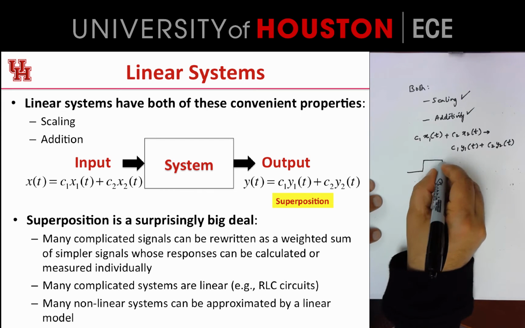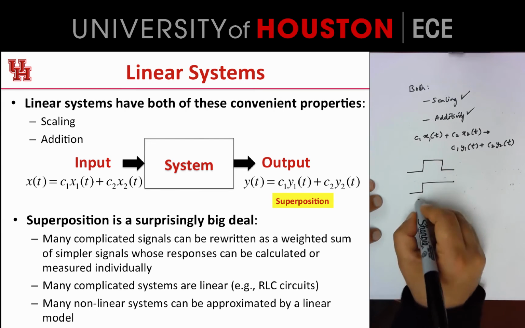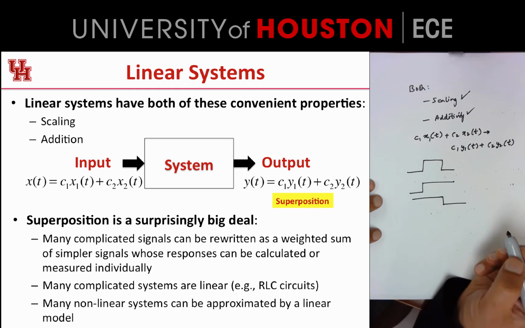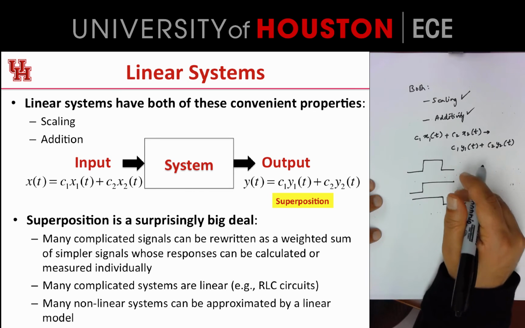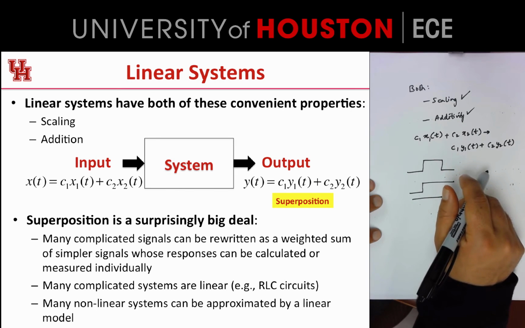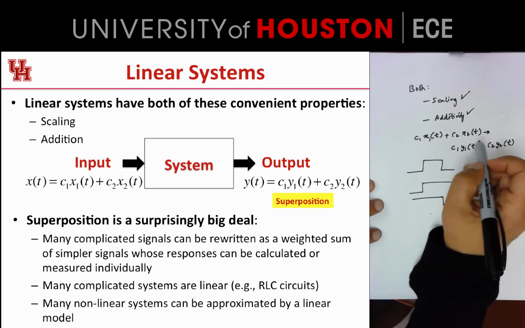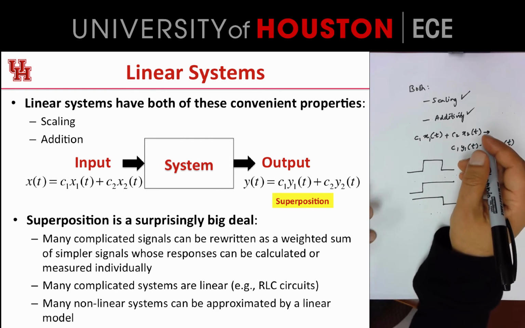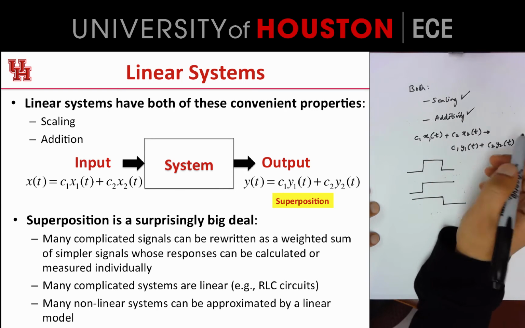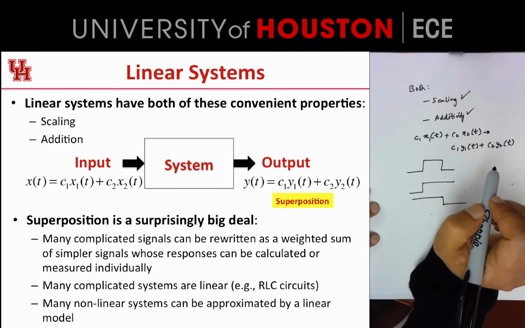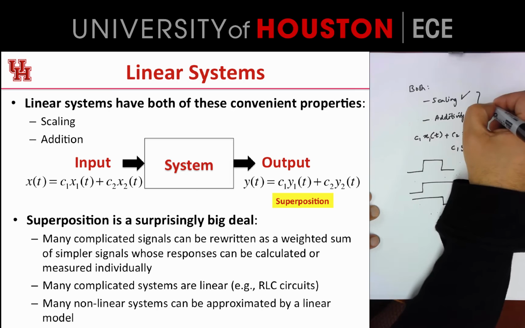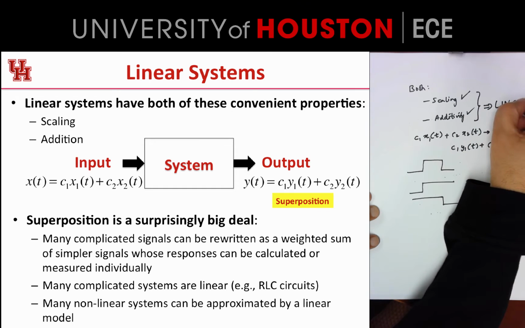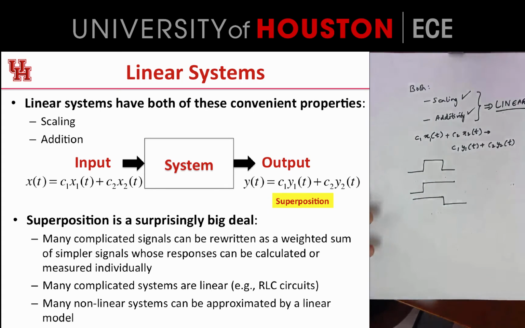Again, coming back to our rectangle function example, remember, we can write it as a difference between two unit step functions. So the output will also be the difference between those two corresponding responses. Now these c1 and c2 can be positive, negative, and also zero, in which case this formula always works. Now, systems that have both of these properties are said to be linear. This is what this whole course is about: linear signals and systems.